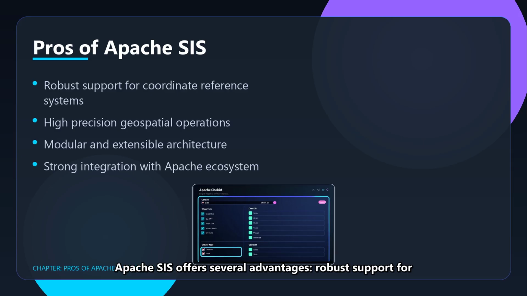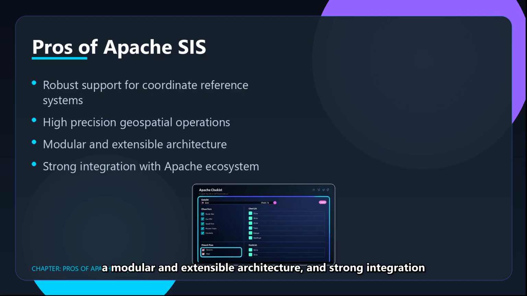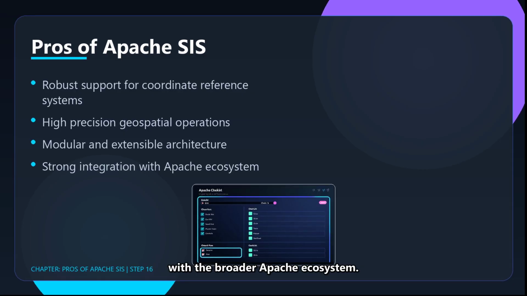Apache SIS offers several advantages: robust support for coordinate reference systems, high precision in geospatial operations, a modular and extensible architecture, and strong integration with the broader Apache ecosystem.